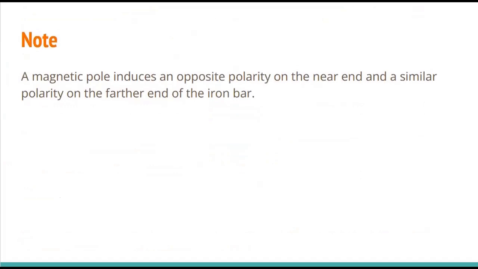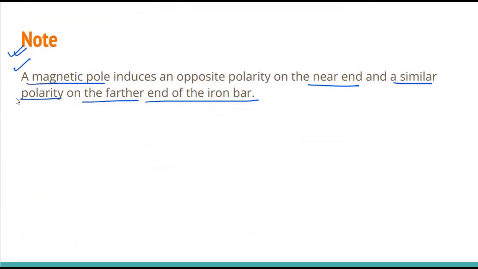Now here, one point we have to take care of, very important. A magnetic pole induces an opposite polarity on the near end and a similar polarity on the farther end of the iron bar. This is a very important point from the exam point of view also. They can give this question in the form of an MCQ and many other ways they can frame this. So what does this mean?